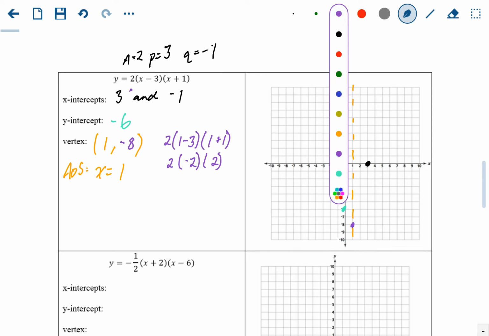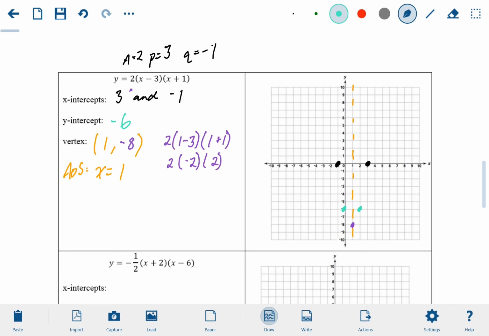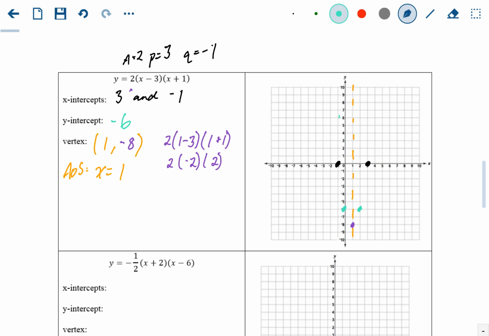All right, and we could flip that. Flip the y-intercept. The y-intercept's 1 to the left of the axis of symmetry. That means on the same y value, we could go 1 to the right of the axis of symmetry. Five points, connect your dots. Use the highlighter. That's not that bad.